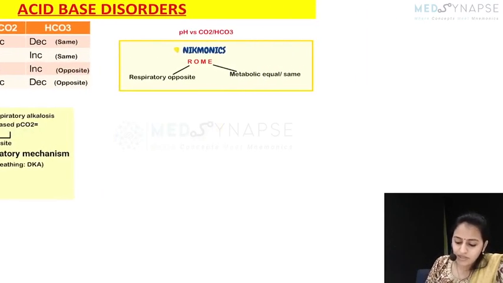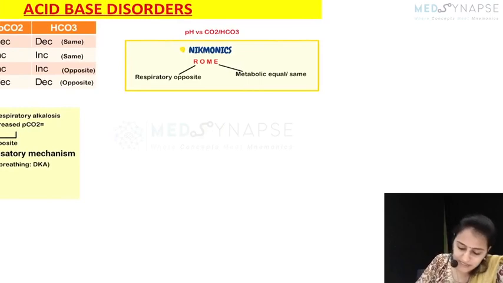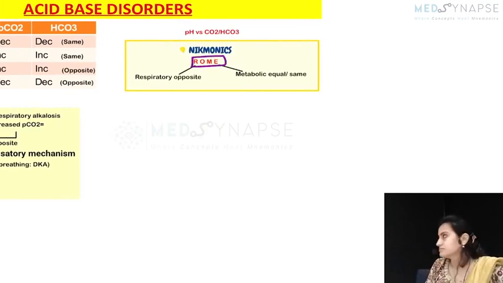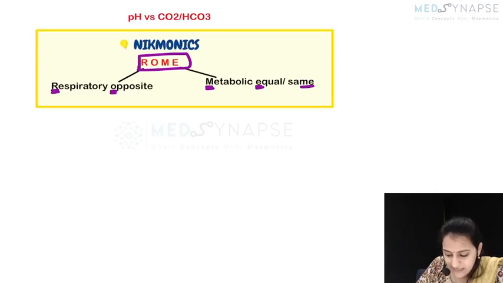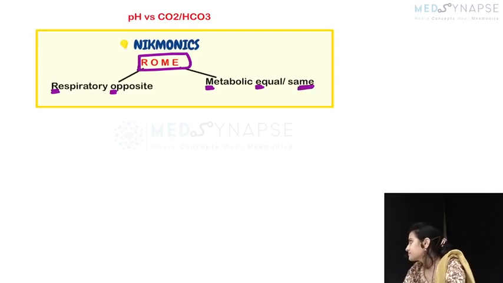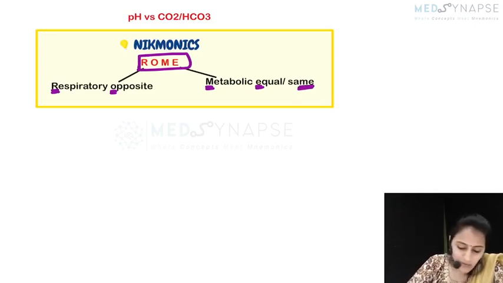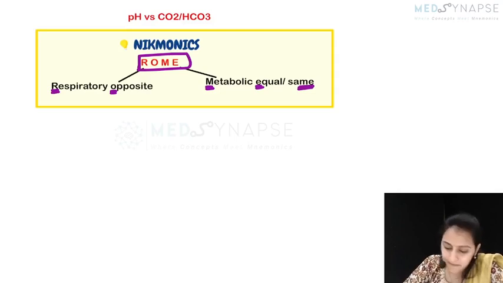The most important mnemonic that you should never forget here is ROME. That's the most important trick. ROME stands for respiratory opposite, metabolic equal, or metabolic same. What are we talking about with this opposite and same? The change in the pH versus the change of the other two substances, that is PCO2 and bicarbonate.